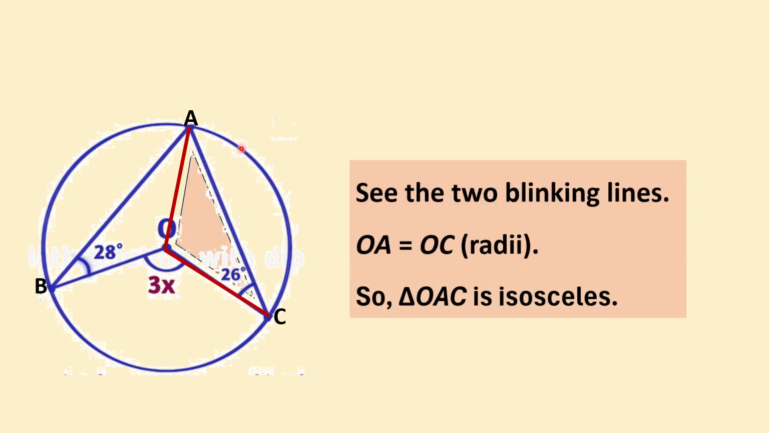Now again, see the two blinking radii. Radius OA equal to radius OC. So this triangle, the blinking triangle OAC, is isosceles. The two blinking lines OA equal to OC, because both are radii. So this is an isosceles triangle. So we get another isosceles triangle. So the base angles must be equal because radius OA is equal to radius OC.